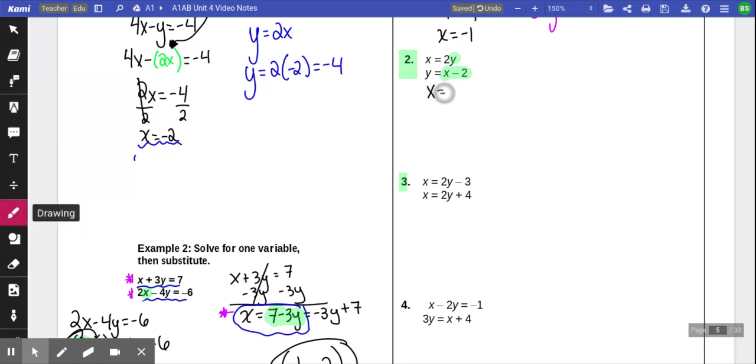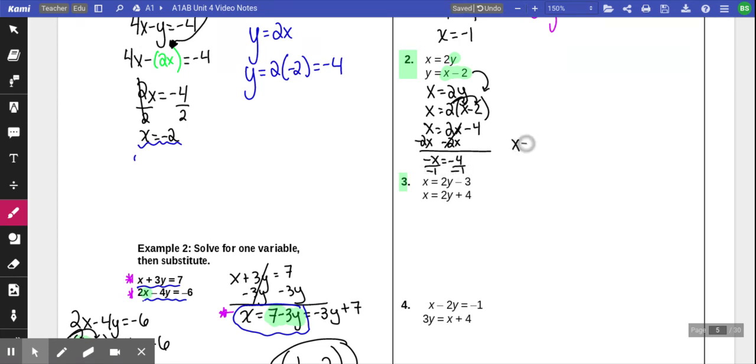So if we take x is equal to 2y, bring that down, we're going to use the fact that the second equation tells us that y is equal to x minus 2. That's where we use substitution here. We can distribute the 2 in. So x is equal to 2 times x, which is 2x, and 2 times the negative 2 is minus 4. If we subtract 2x from both sides, because we want to solve for x, I want to get all the x's on one side, we get negative x is equal to negative 4. Just like the last problem, to get rid of the negative, we divide by negative 1, and we have x is equal to 4.